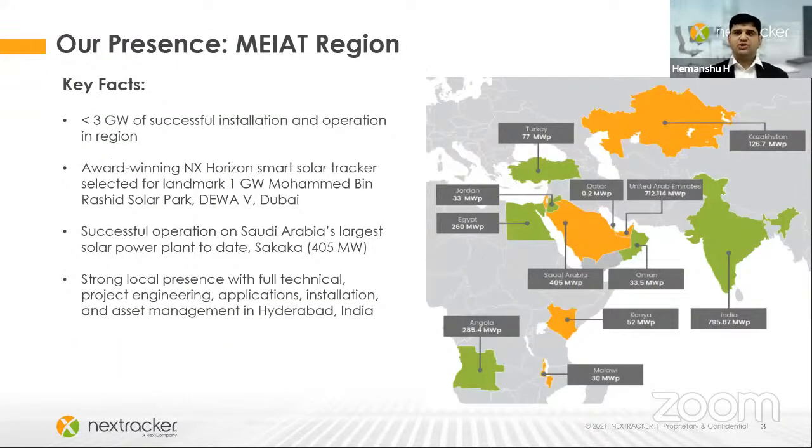A quick snapshot of what NextTracker has done in the MENA region. Today, as we speak, we are just short of about 3 gigawatts of installations and operations in the region in terms of trackers. Our largest project in the region is the 1 gigawatt project in Dubai, the DEWA 5, which is currently under execution right now. And NextTracker has also successfully completed the Sakaka project in Saudi Arabia, which is a 405 megawatt project, in 2019.